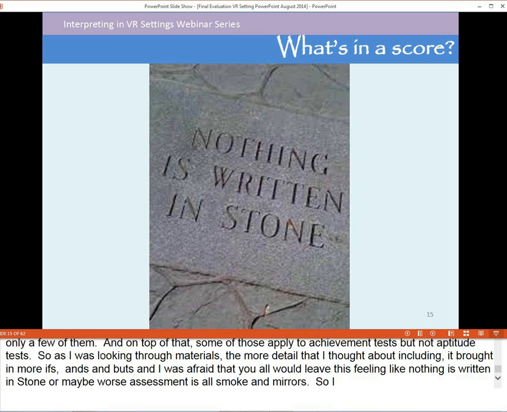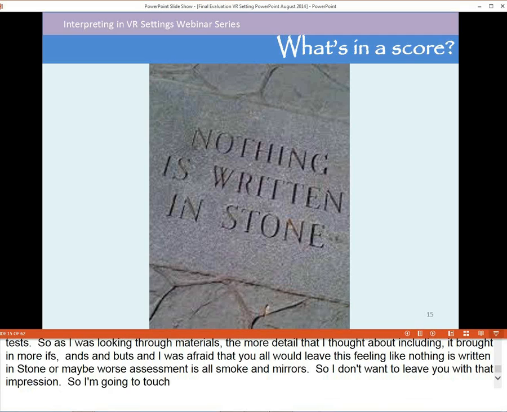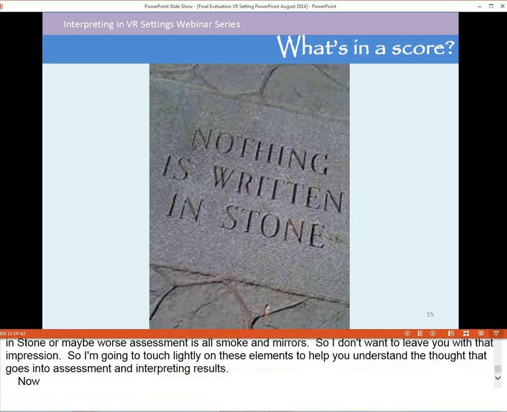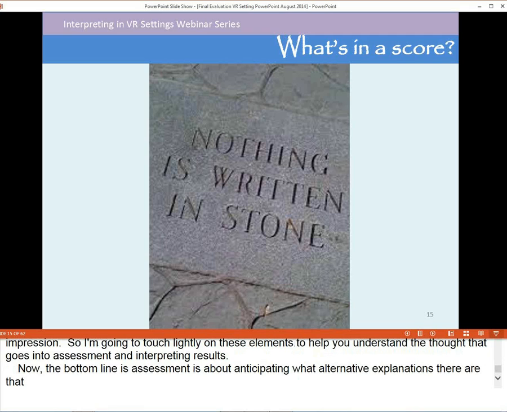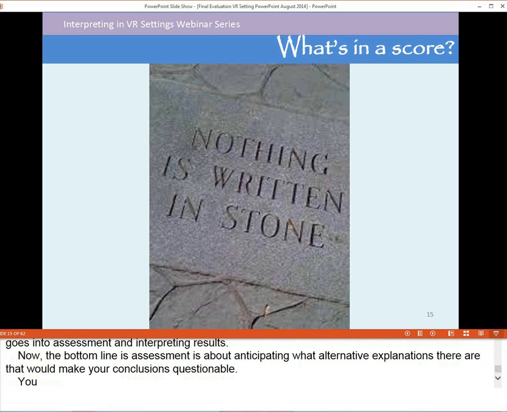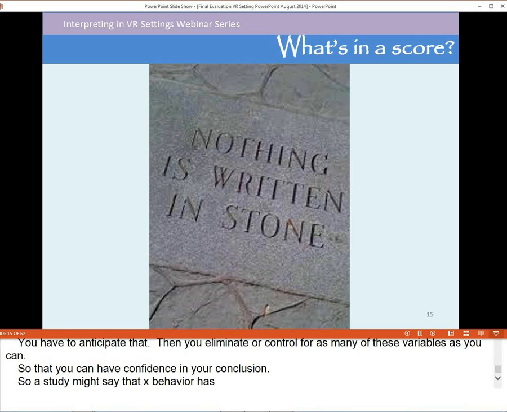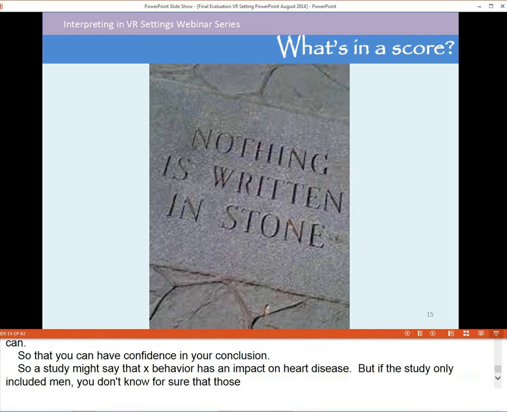So I'm going to touch lightly on these elements to help you understand the thought that goes into assessment and interpreting results. Now, the bottom line is assessment is about anticipating what alternative explanations there are that would make your conclusions questionable. You have to anticipate that. Then you eliminate or control for as many of these variables as you can so that you can have confidence in your conclusion. So a study might say that X behavior has an impact on heart disease. But if the study only included men, you don't know for sure that those results also apply to women.